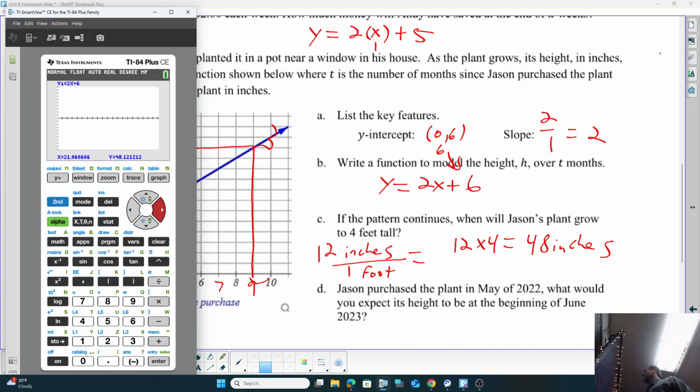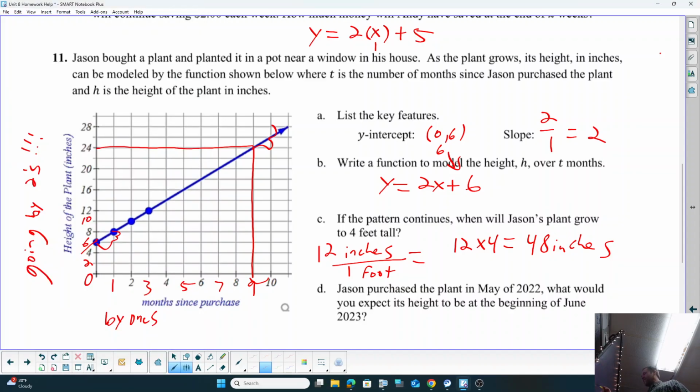Whoa, there it is. So I guess it is 21. Wow. Oh, because of where it started off, I guess, the rise and the run, the slope. Oh yeah, because this distance here starts at 6. So we're 6 above. Okay, that makes sense. So that's why it's not 18 months, because 0 is 6. So this would be further along.